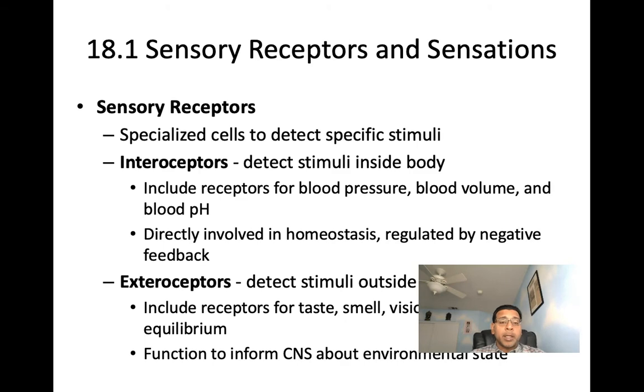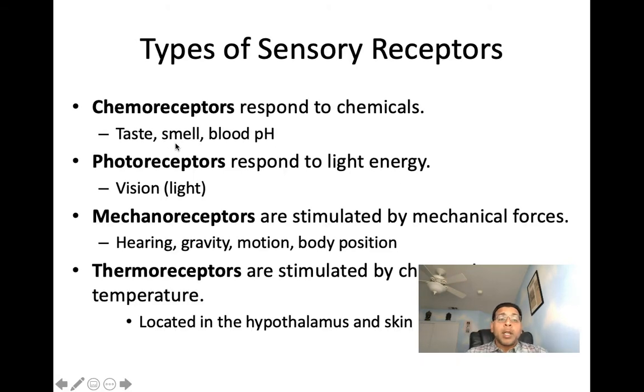Next, we can see we've also got receptors classified according to their stimuli. First we have our chemoreceptors. Chemoreceptors are receptors that respond to chemicals. We have taste receptors that are chemoreceptors, smell receptors that are chemoreceptors, and receptors that monitor blood pH are also chemoreceptors.